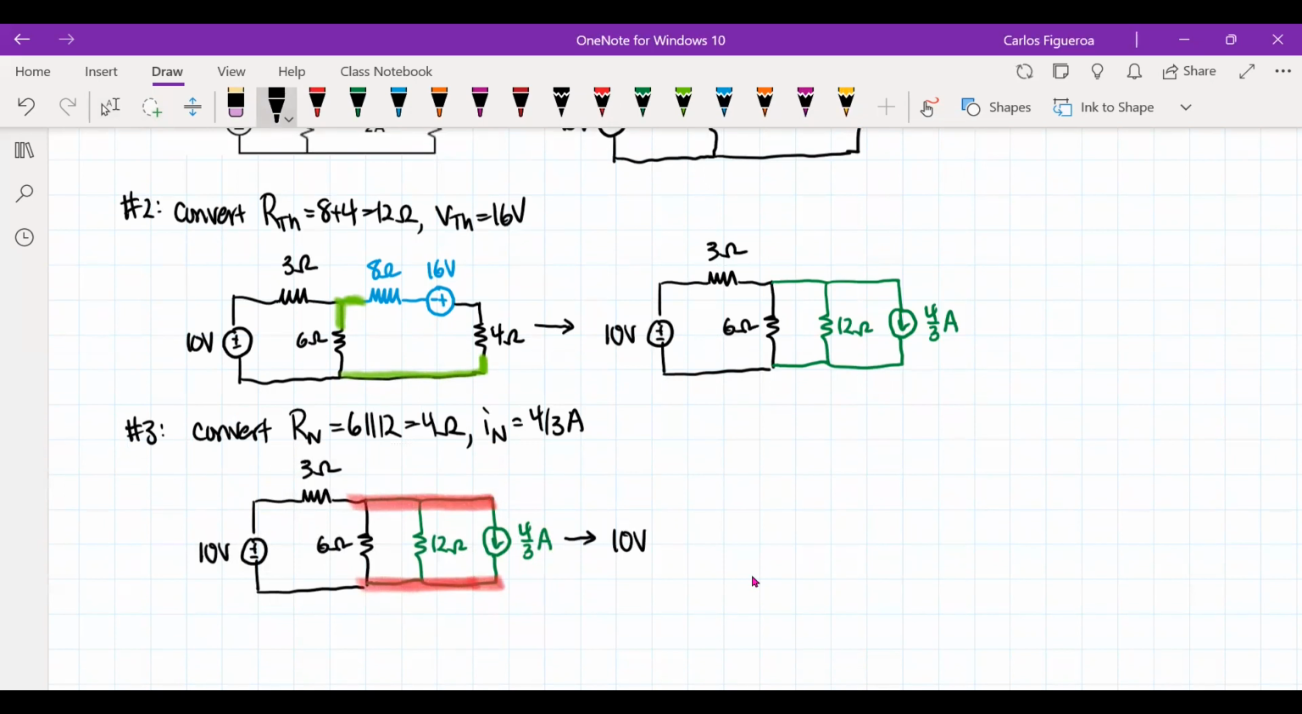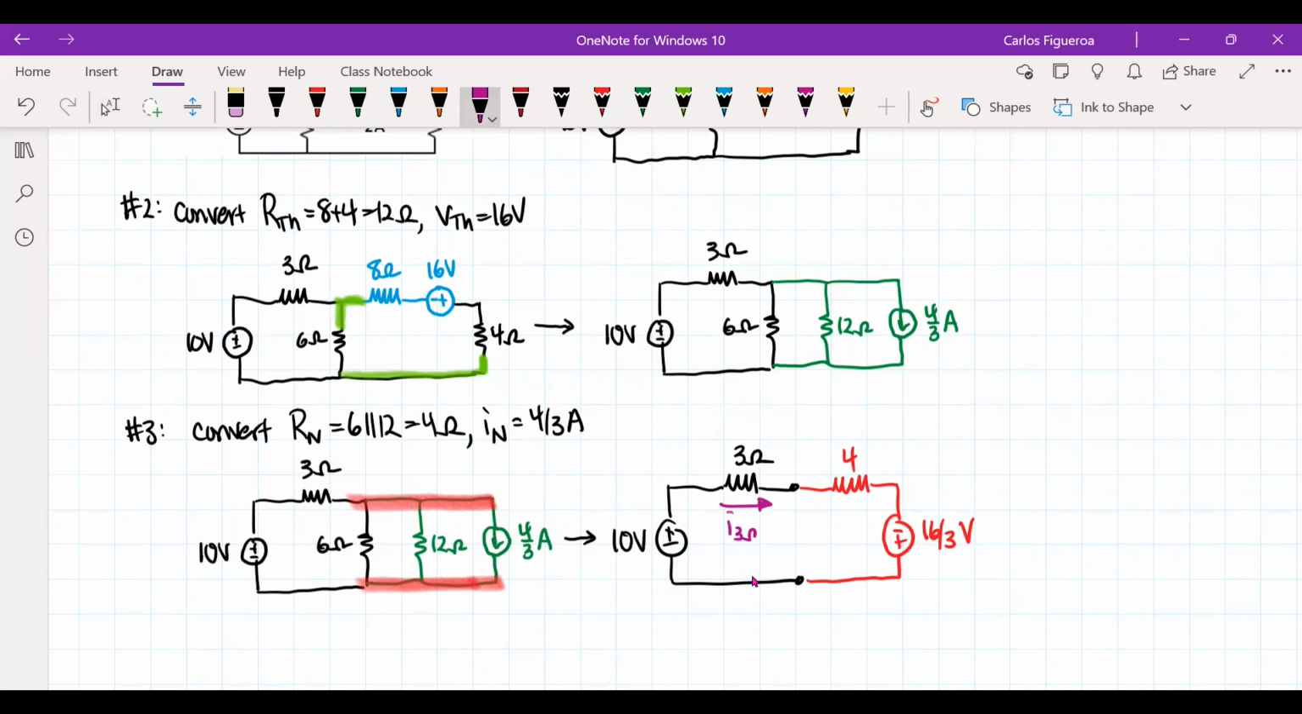I have a 10 volt, I have my 3 ohm, and now I'm going to create a 4 ohm and a voltage source that's 16/3 volts, because I'm just multiplying 4 times 4/3 here. And again, here's my 3 ohm resistor. I'm seeing that the current of the 3 ohm resistor is still in this direction.